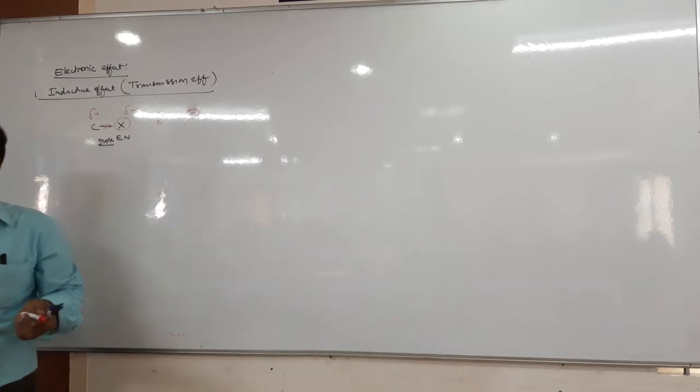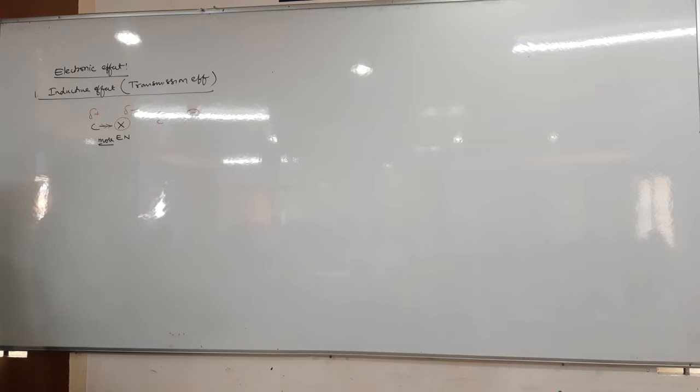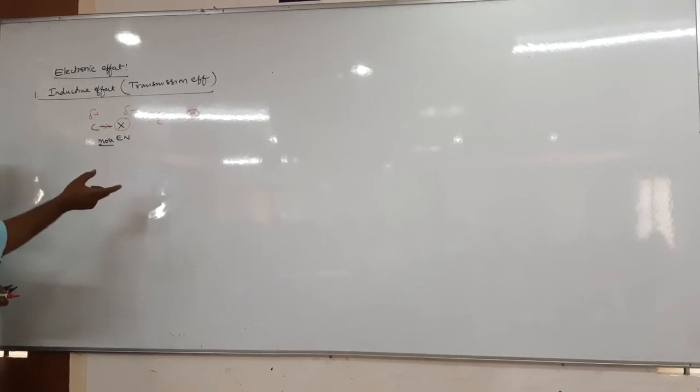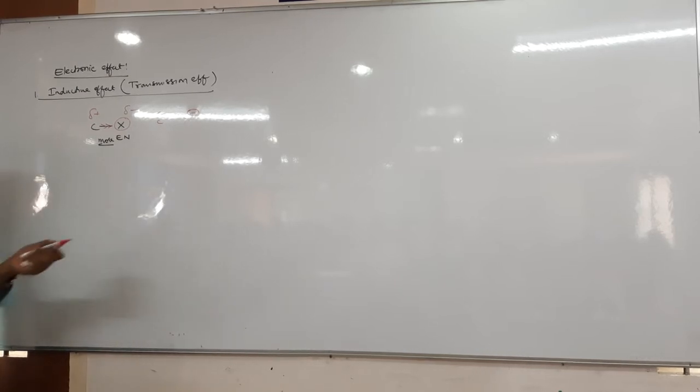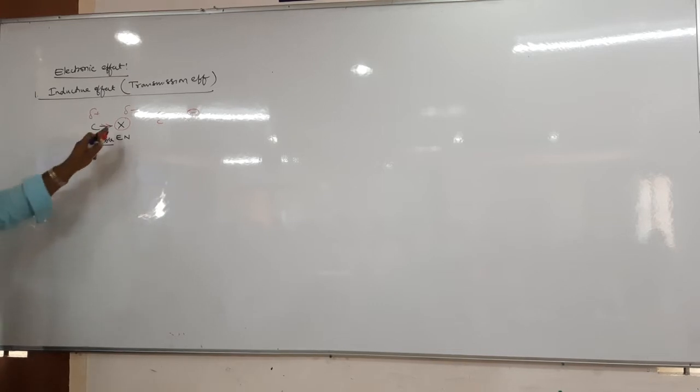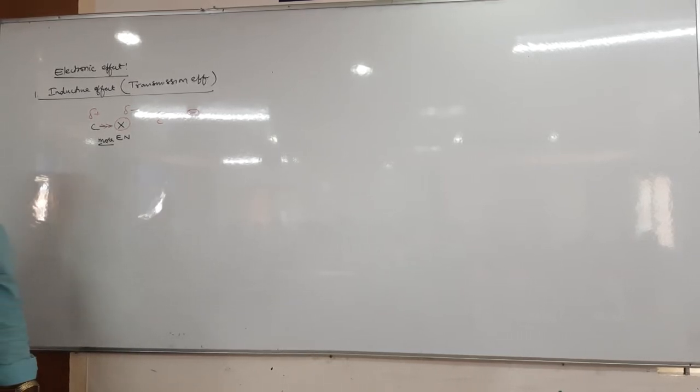Partial displacement of sigma bond or pi bond? Sigma bond, not pi bond. The partial displacement of sigma electron towards a more electronegative element is called inductive effect. That is in saturated hydrocarbons. If it is a carbon-carbon double bond, not single bond, not double and triple bond, then this phenomenon is called the inductive effect or transmission effect.